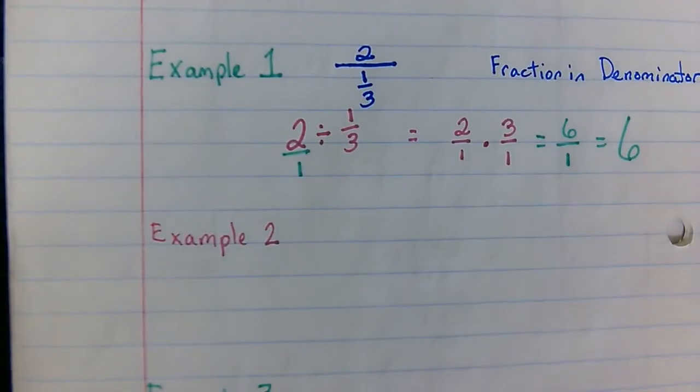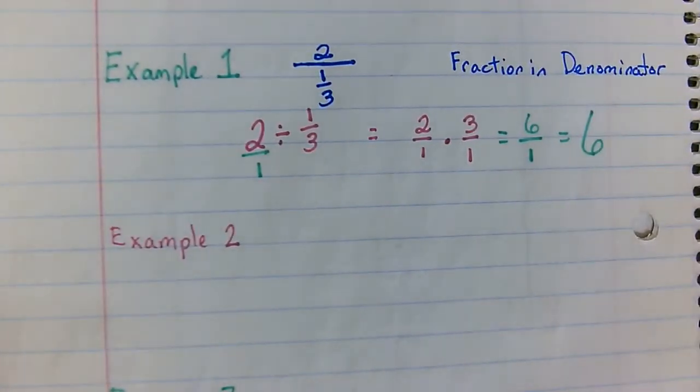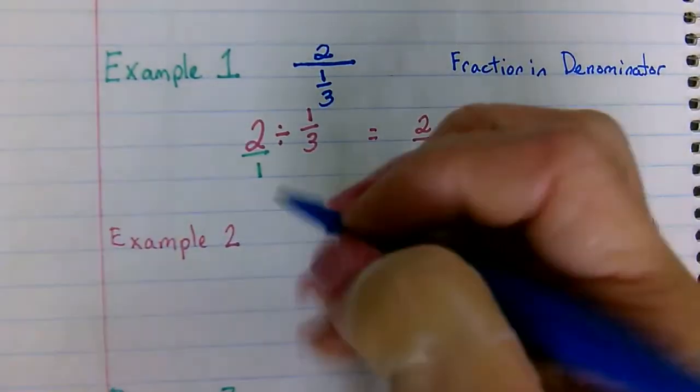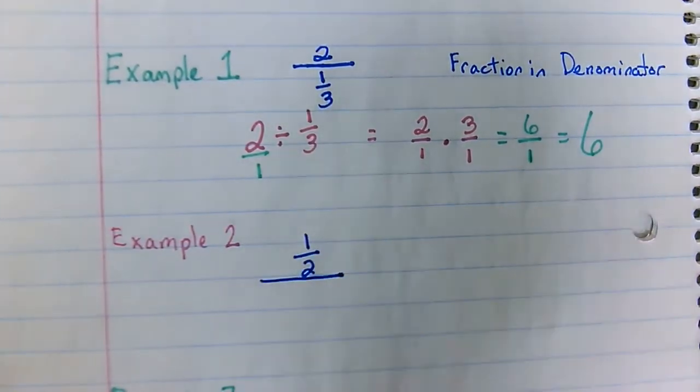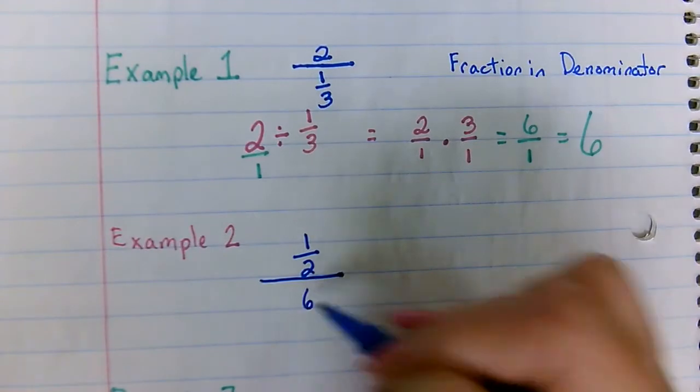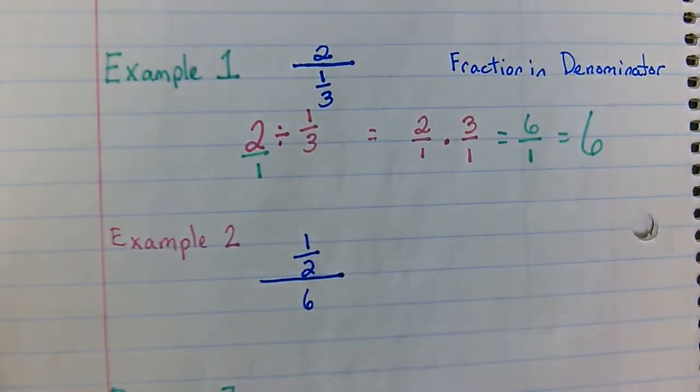Now here's your problem for example 2. 1/2 over 6. You notice that in the middle the fraction bar is bigger. So what this actually means is 1/2 divides 6. So let's rewrite this problem.